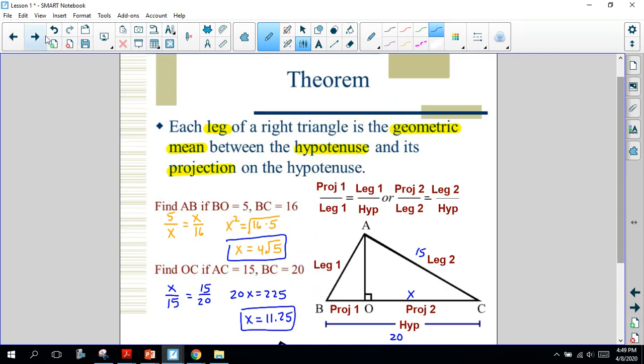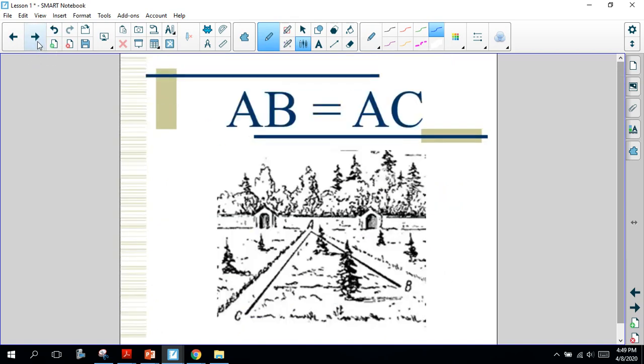Okay, onward here. Taking a look at our optical illusion for the day. It may not appear that way, but segment AB is equal to segment AC.